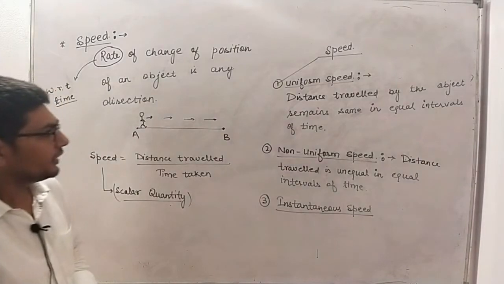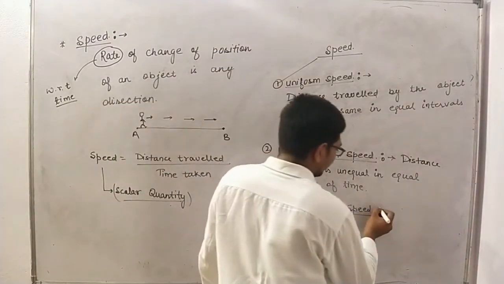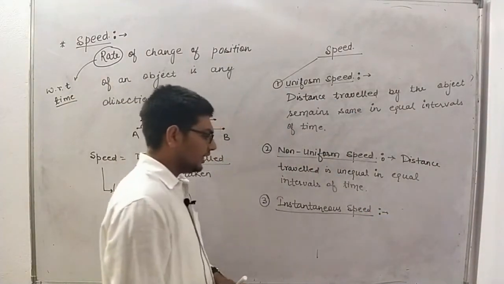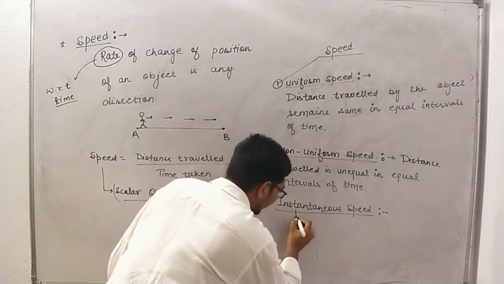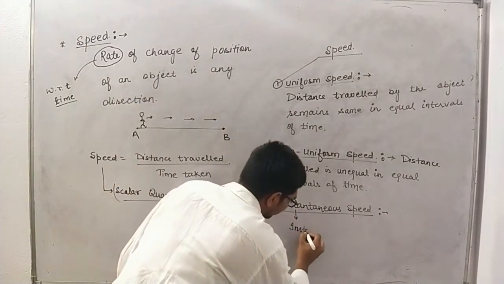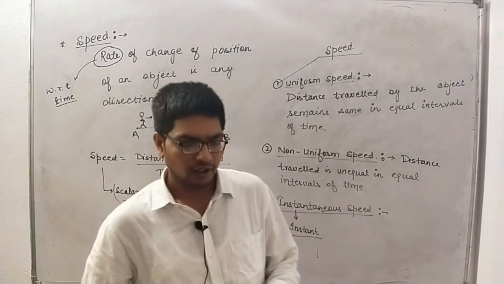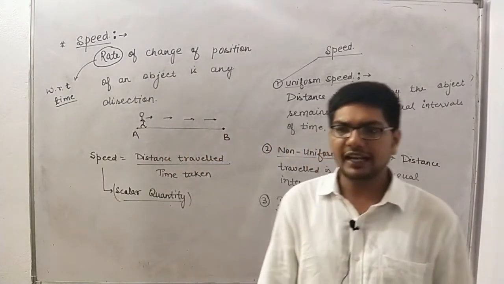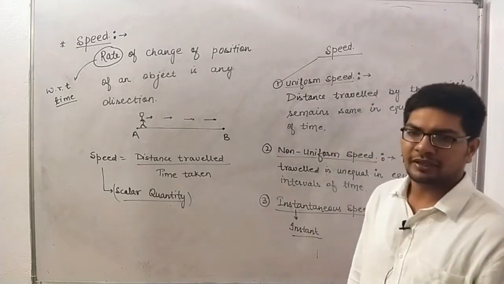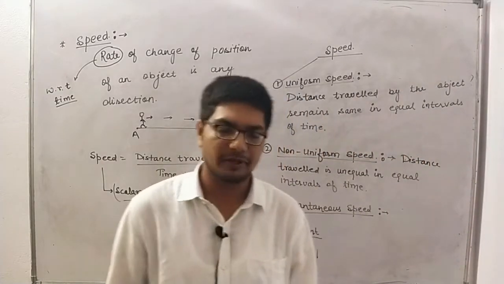Okay, instantaneous speed. What is instantaneous? Instantaneous speed is derived from the word instant. Instant means moment of time. The speed of an object at any particular moment of time is known as instantaneous speed.